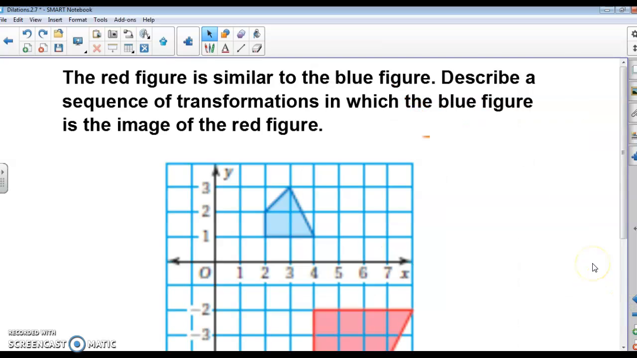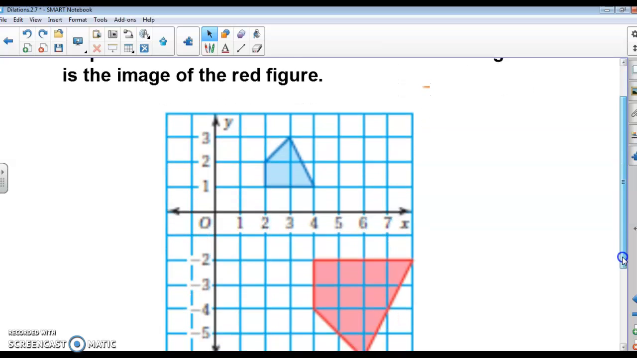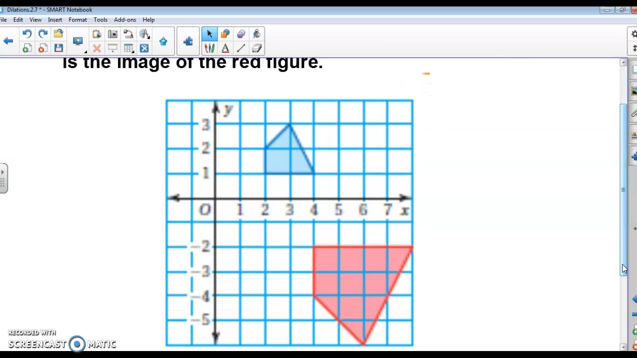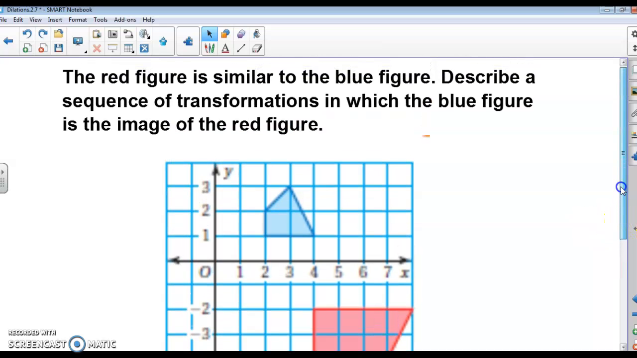And then the last thing that we're going to do today is they're going to give us two figures, and they're going to say, describe a sequence of transformations in which the blue figure is the image of the red figure. So sometimes these have multiple answers. Usually the correct answer will be found in 2 or 3 steps, sometimes 1. So just describe a sequence of transformations in which the blue figure is the image.